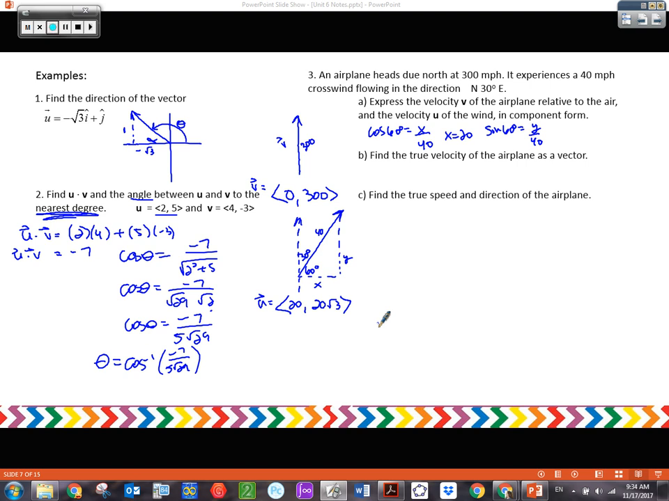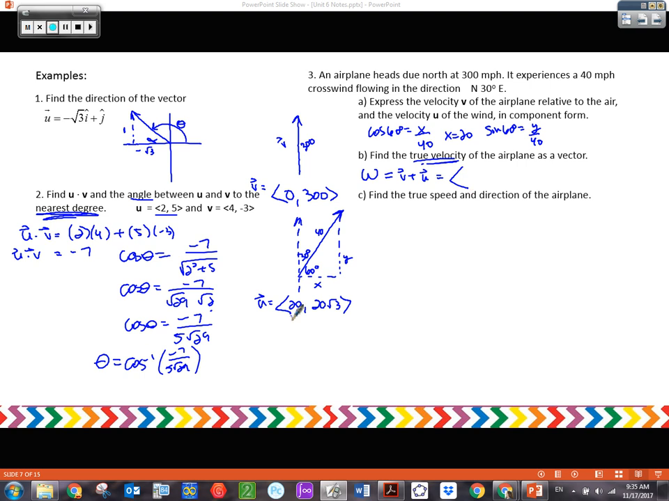Part B asks us to find the true velocity, another vocab word. True velocity. If we don't know what that means, we're not going to know what to do. And all it means is to add those two vectors together. That's all it means. And a lot of times we use W to do the true velocity, but you don't have to. So what W would be is vector V plus vector U. Okay, so let's add those vectors together.